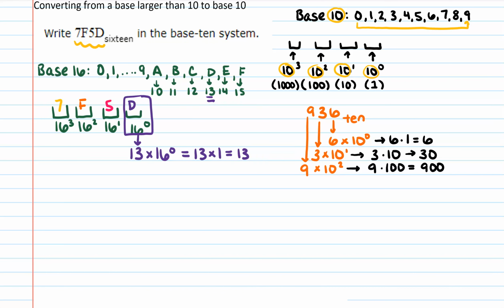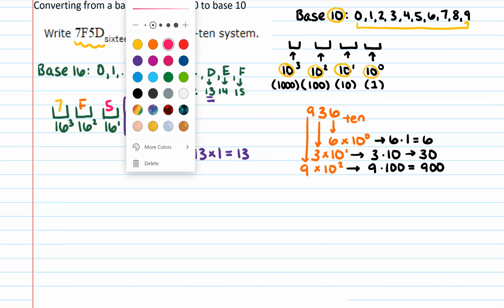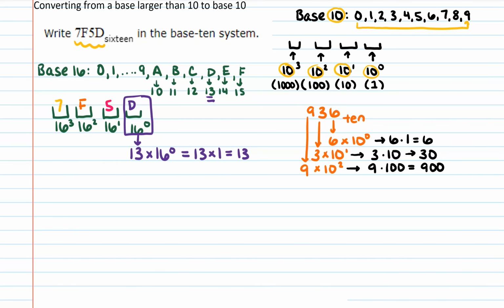Okay, so now let's do the digit to the left. So we're going to bump up the power. So this would be 5 times 16 to the 1. Well, anything to the 1 is itself. So this is 5 times 16, which makes 80. 80 in our regular base 10.